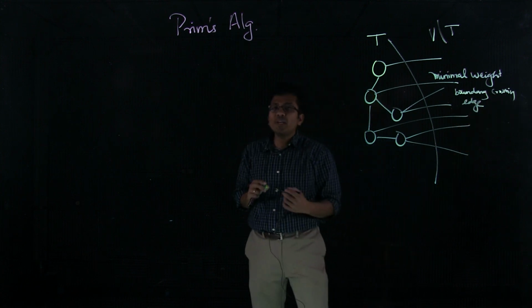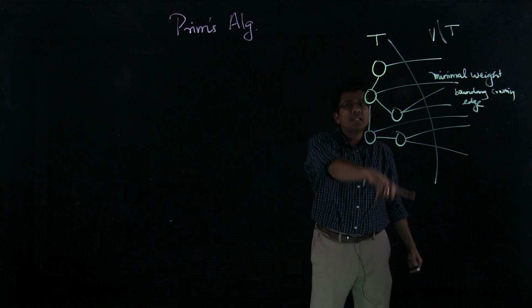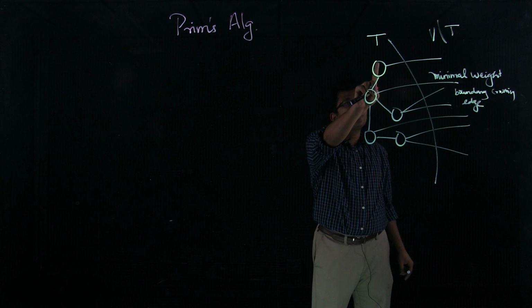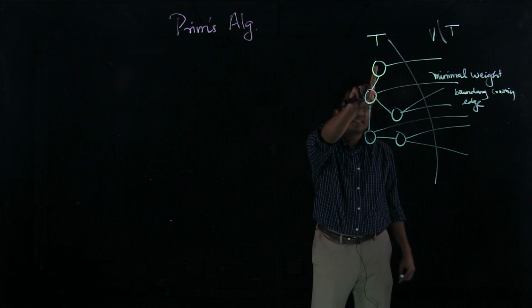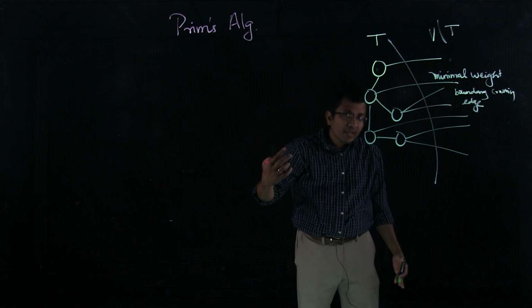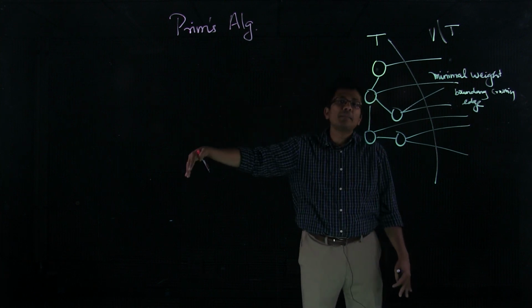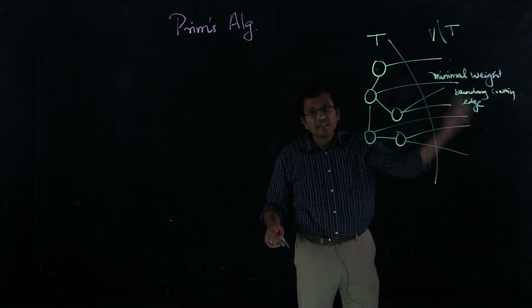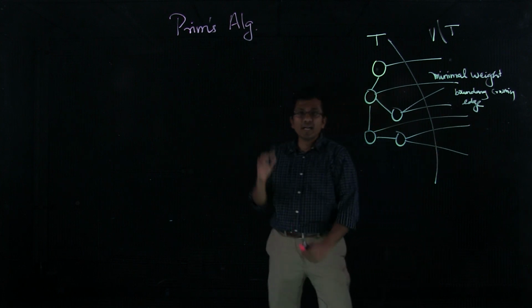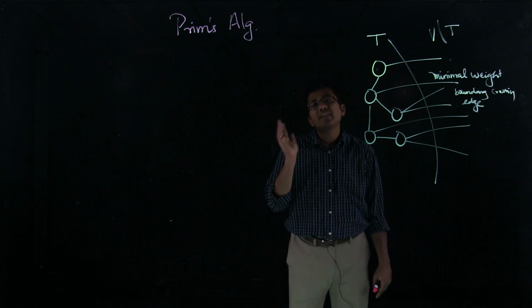So one way of finding this minimal weight boundary crossing edge is at each step to iterate through all the edges in the graph. If the edge goes from a node that's in the tree to a node that's not in the tree, it's boundary crossing. Among all the boundary crossing edges, accumulate and find the minimum weight one, add it to the tree, rinse and repeat. The problem with that is it's going to take a long amount of time and it's going to be expensive to do that.